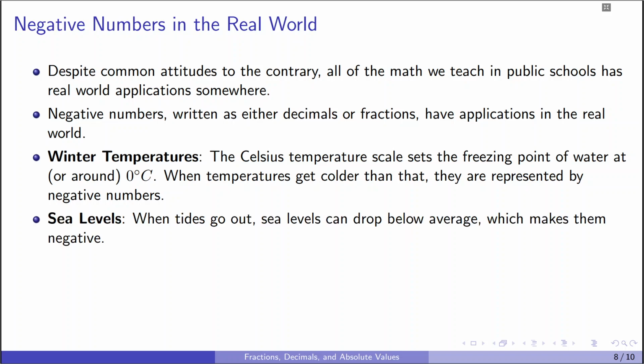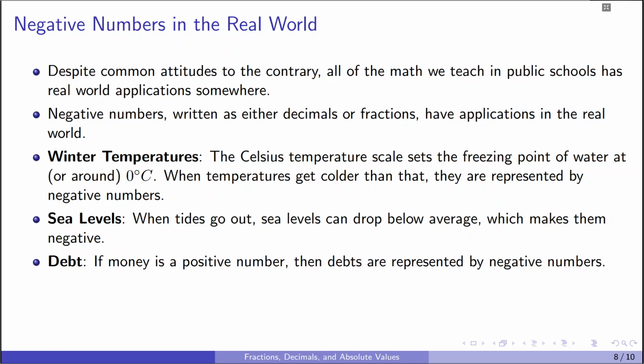Sea levels. When tides go out, the local sea level can drop below average. When average is taken to 0, that makes them negative. Debts. If the money you have is a positive number, then debts are represented by negative numbers. Hopefully the total of what you have and what you owe is still a positive number.